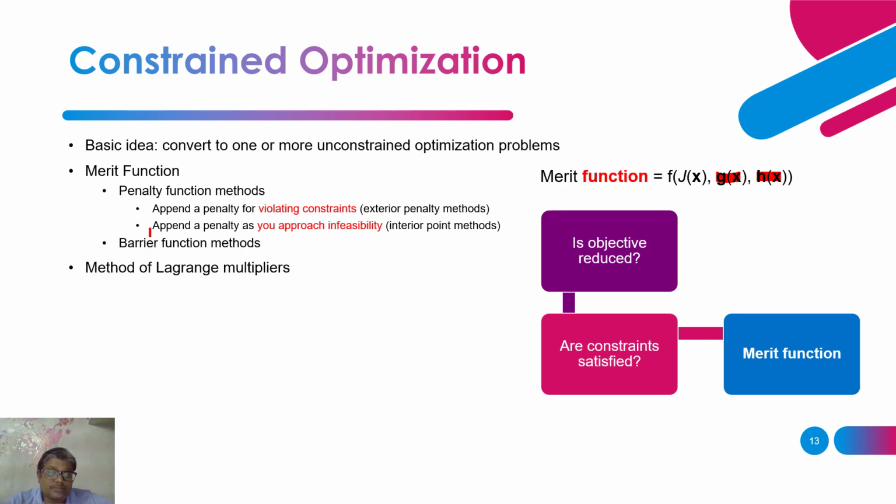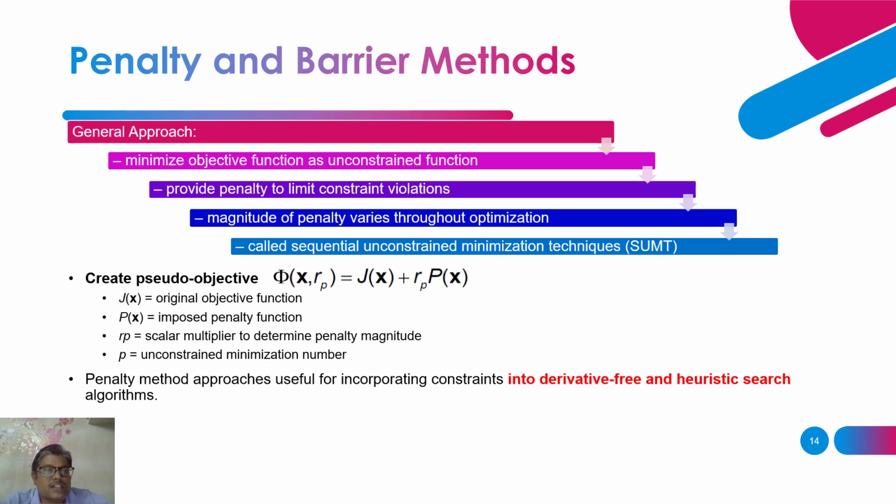And next one, we may append a penalty as you approach infeasibility, that is the interior point method. So these are the two methods available. We'll see detail about it. And barrier also, sometimes we'll call it a sub-function of penalty, discussed in the later slides.